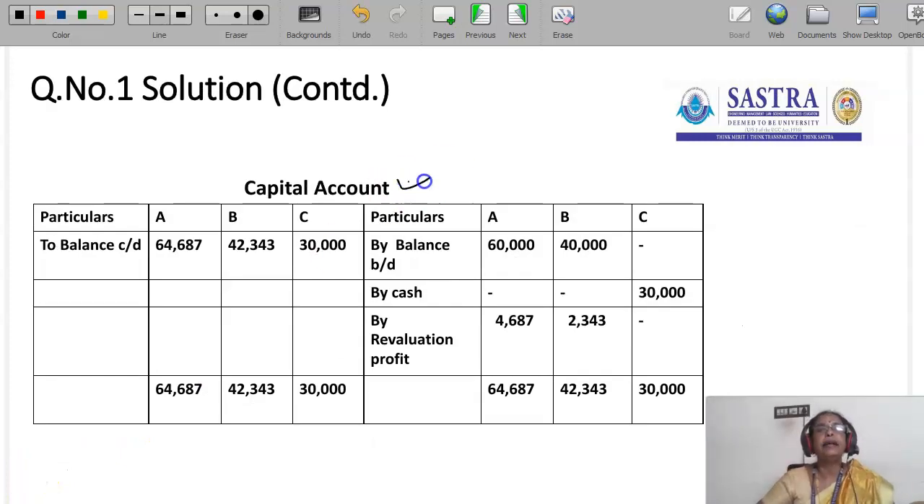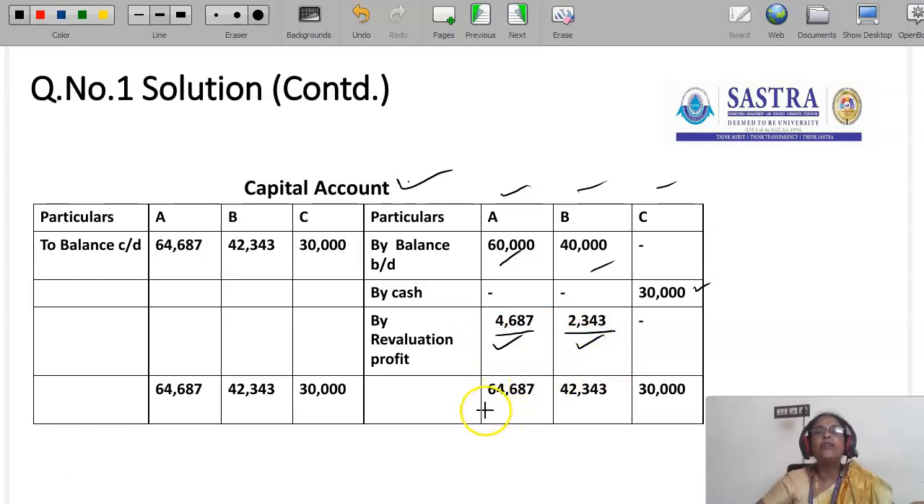Then we have to prepare the capital accounts. The capital accounts of all the partners should be prepared simultaneously, A, B, C. Then by balance brought down, A's capital is 60,000, B's capital is 40,000. Then cash, C brought 30,000. The journal entry is cash account debit to C's capital account, so C's capital account should be credited with cash of rupees 30,000. Then revaluation profit should be credited to old partners in the old ratio. That comes under the credit side of A and B capital accounts, that is 4,687 and 2,343.